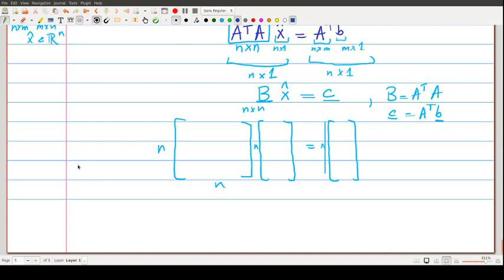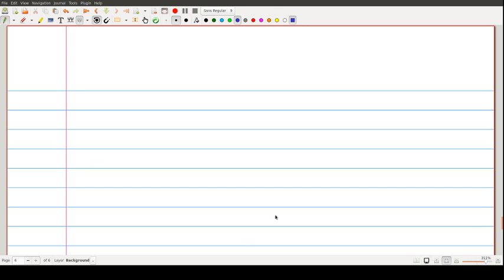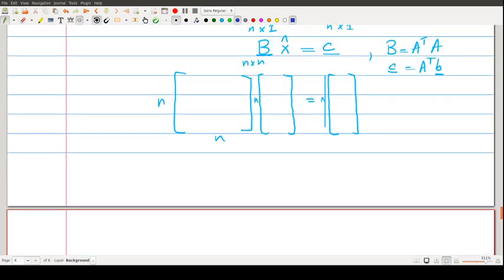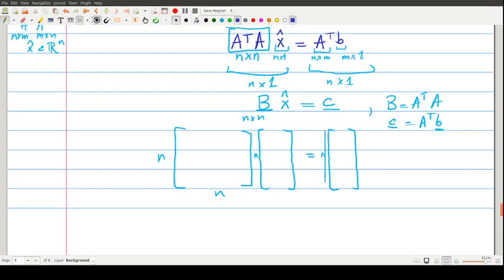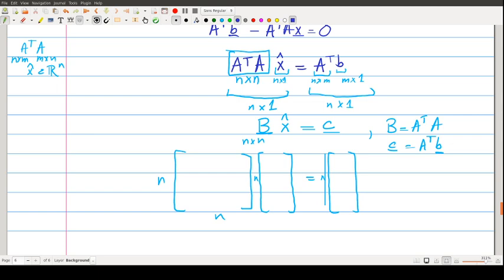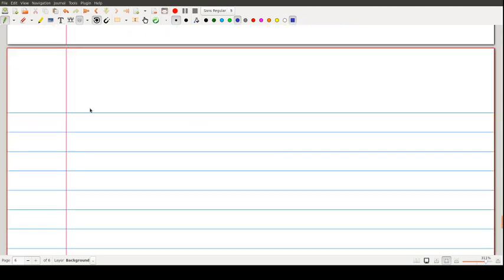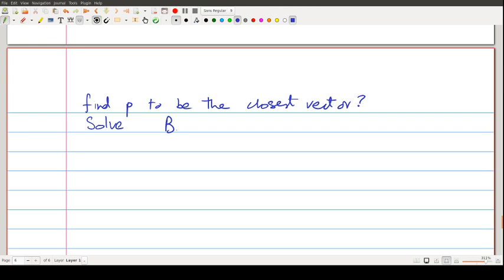All right, so we've reduced the problem to a nicer, perhaps, problem, but we still haven't solved the problem, right? And now the question that we asked before, all of these questions that we kept asking, so from finding P to be the closest vector, notice that I keep changing the question. Now the question has become, I need to solve P x hat equals C. This is the equation that I have to solve.